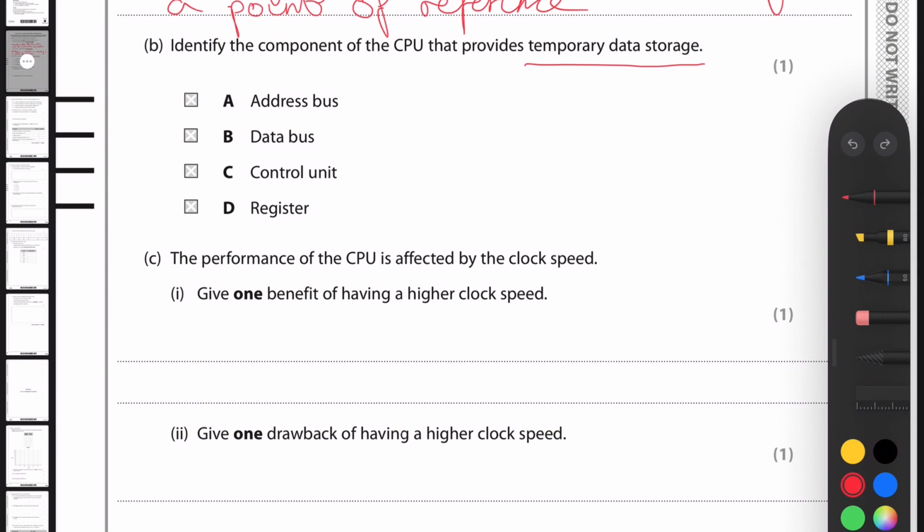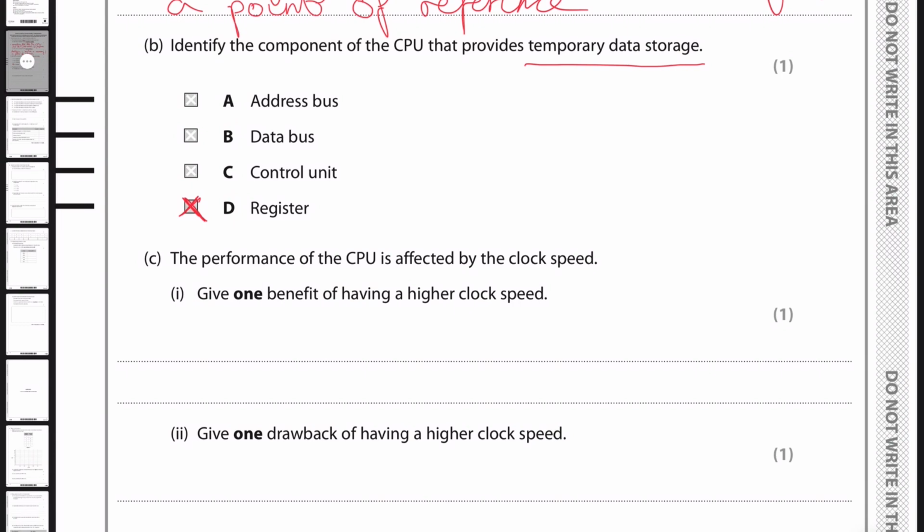Part B. Well, let's have a look. Identify the components of the CPU that provide temporary data storage. Well, is it the address bus? The address bus is not correct because a bus is carrying information. In this case, it's carrying the address of the memory location. For B, the data bus is carrying the data, not stored data, but it's carrying data. And C is not correct because the control unit is sending signals from the CPU. So the correct answer must be D.